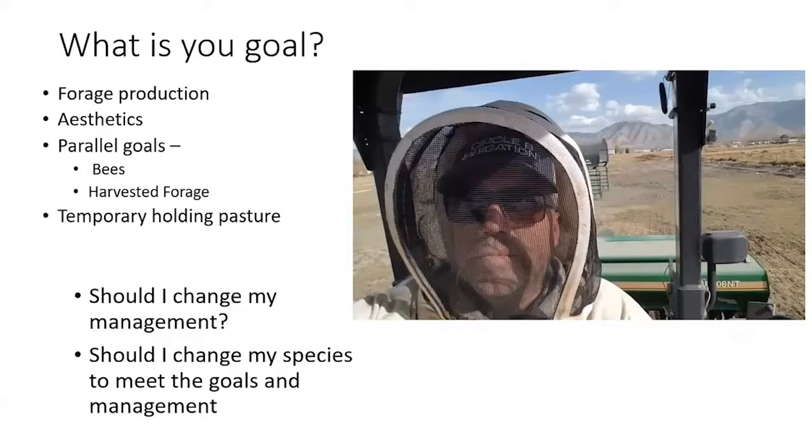This picture is of me planting a pasture where the owner had some bees, and it got a little exciting because the beekeeper was there when I pulled in to do some replanting. I mention that because they had an alternative goal or a parallel goal for their pasture. So you can think of why you have this pasture. Is it because you have one thing in mind, or are there several things that it can accomplish?